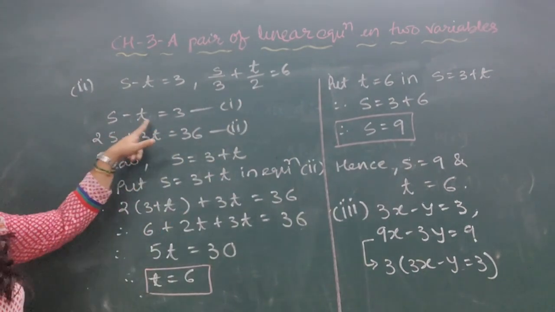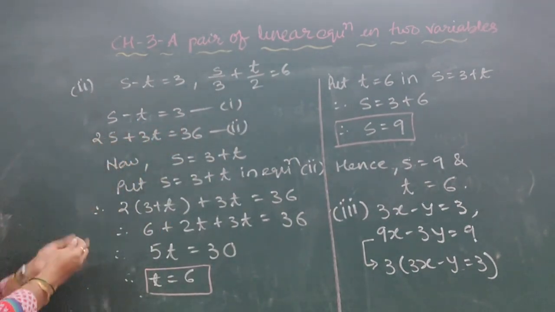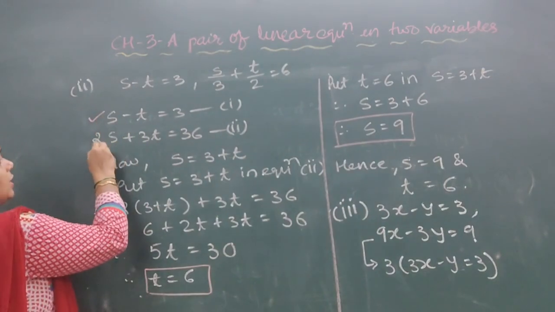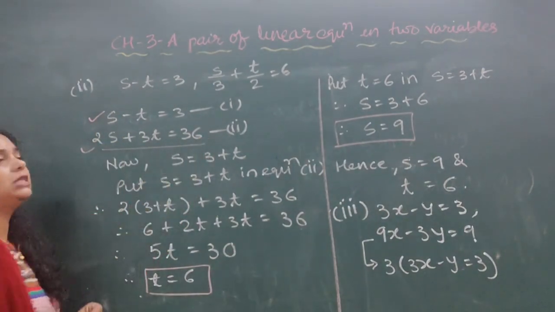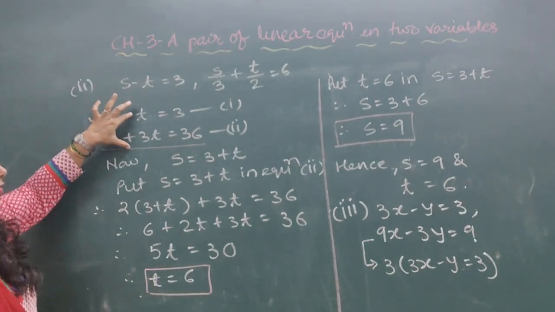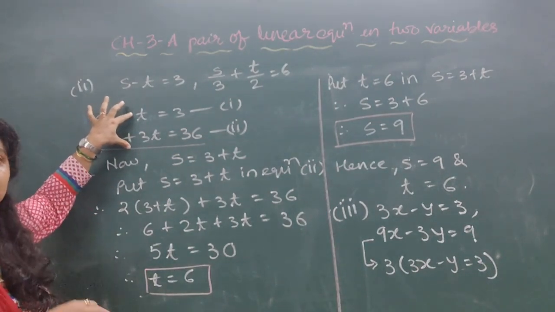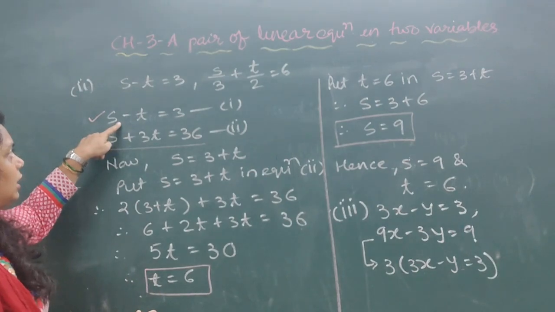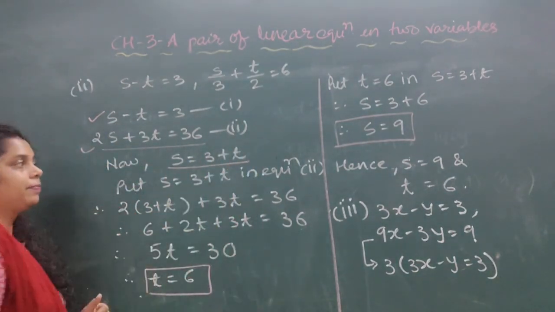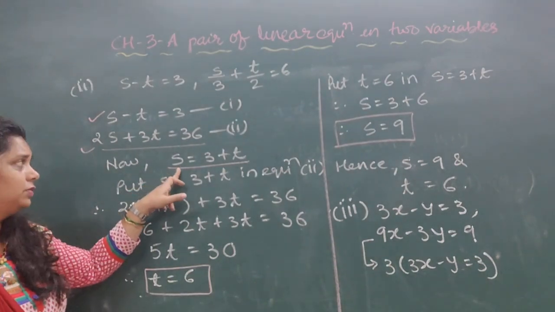So s minus t is equal to 3 is the first equation, and the second equation, after taking LCM, is 2s plus 3t is equal to 36. You can choose either the first one or the second one to express one variable in terms of the other. I have chosen the first one, so s is equal to 3 plus t is the conversion.